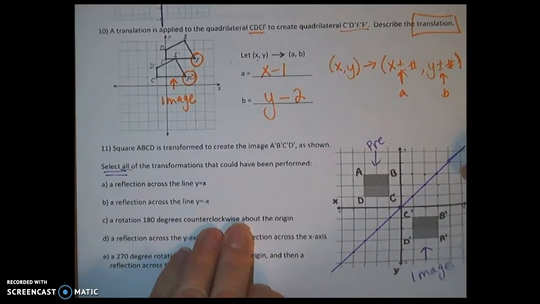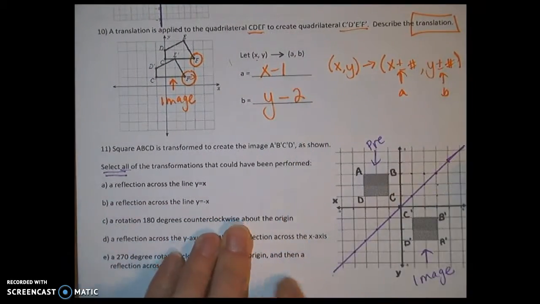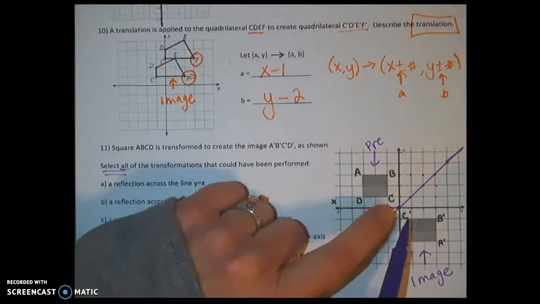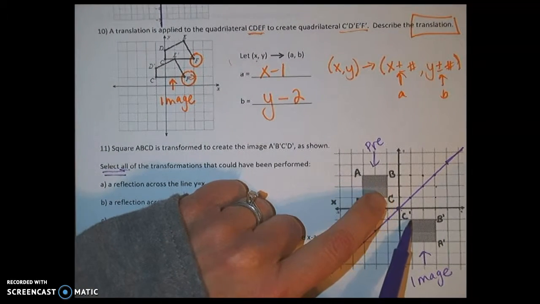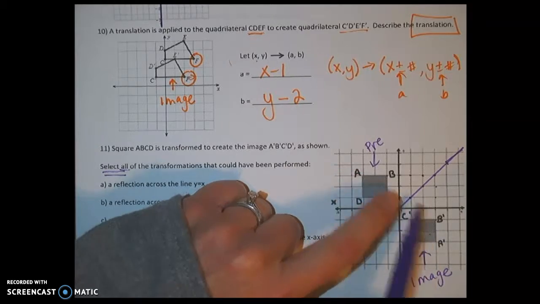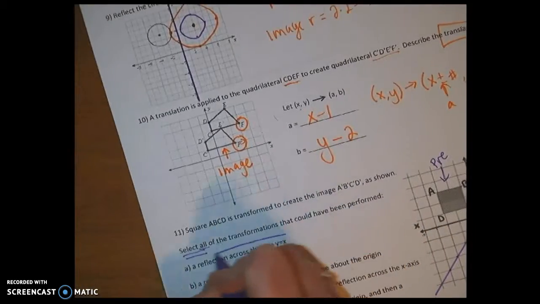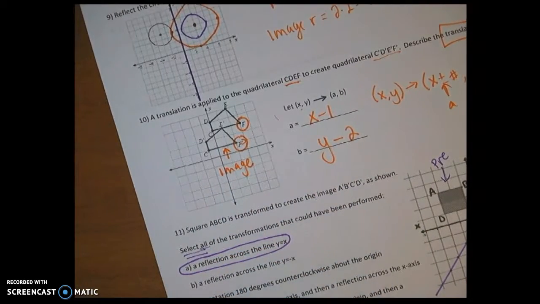Remember, we can also think about it as I'm going to fold my paper over on that line. Is it going to match up? C and C prime, A and A prime, so it is indeed going to match up, so I'm going to go ahead and circle A.